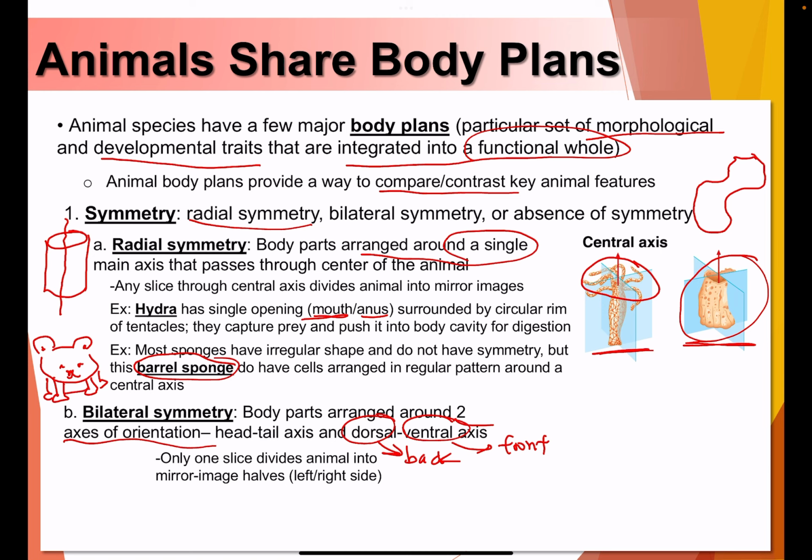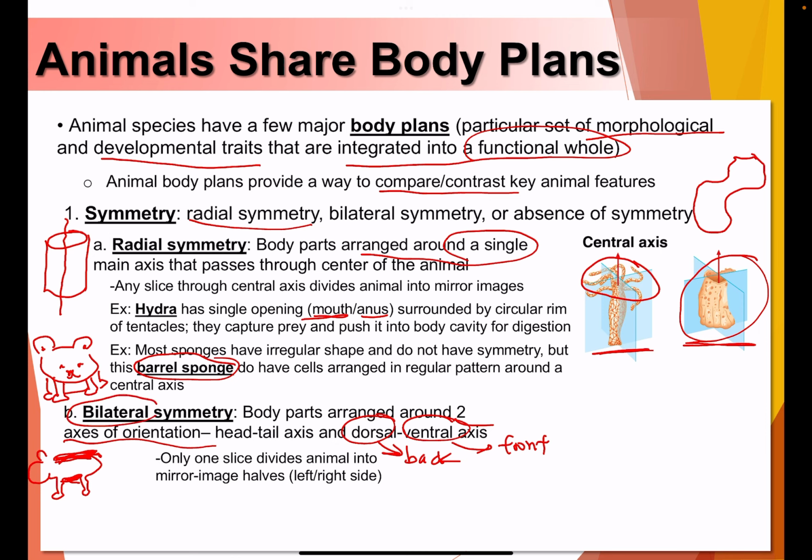So dorsal is then the back side, and this is their anterior side. If you look at it on the side like that, this is their back side, the dorsal side. This is the ventral side for a four-legged animal. So only one slice can divide the animal into mirror image halves when we're talking about bilateral symmetry.